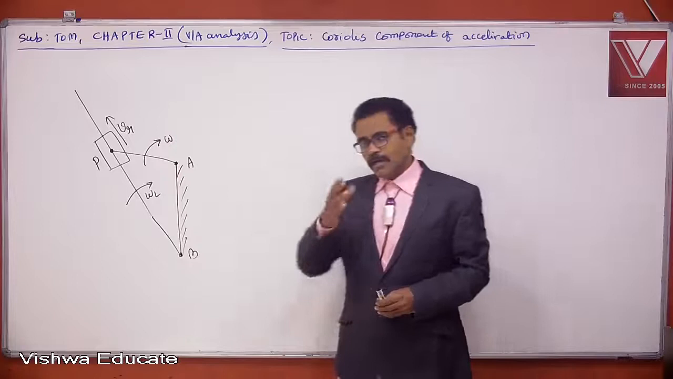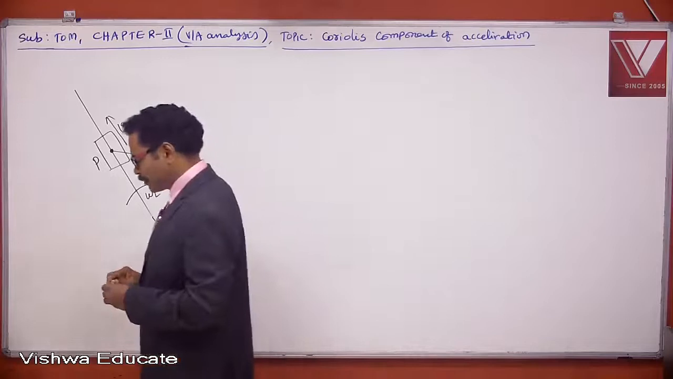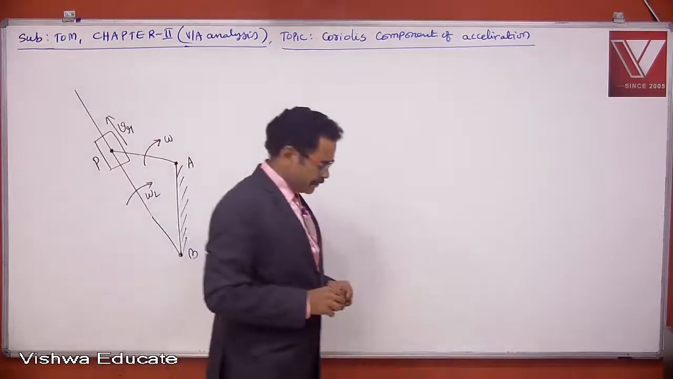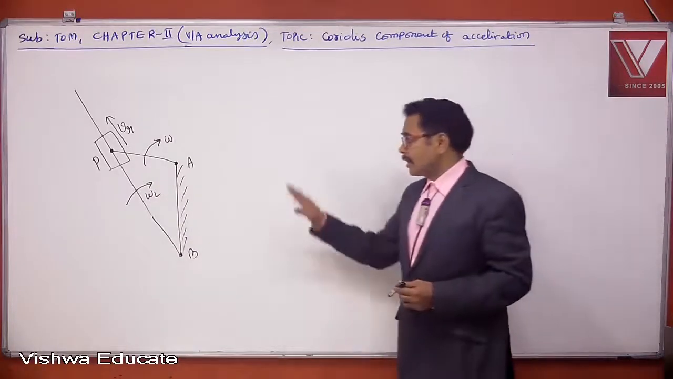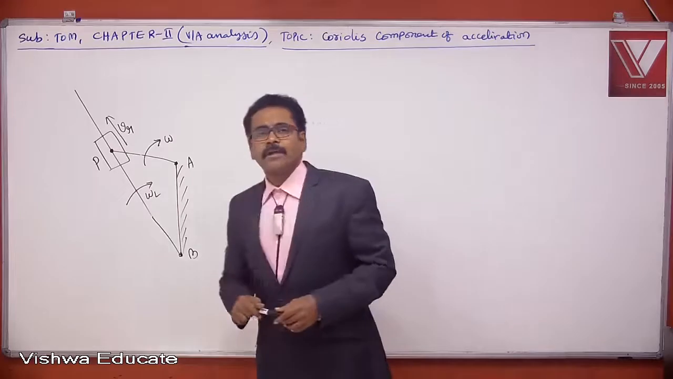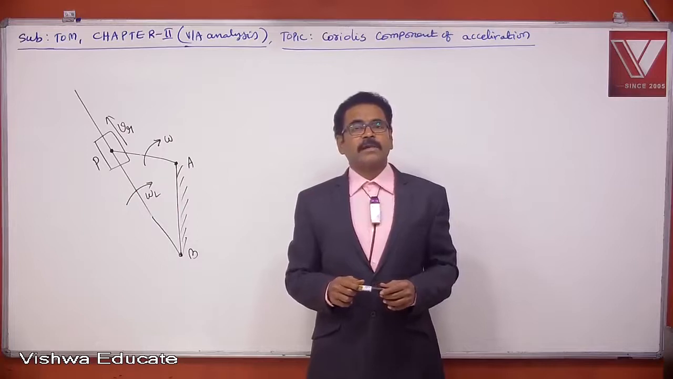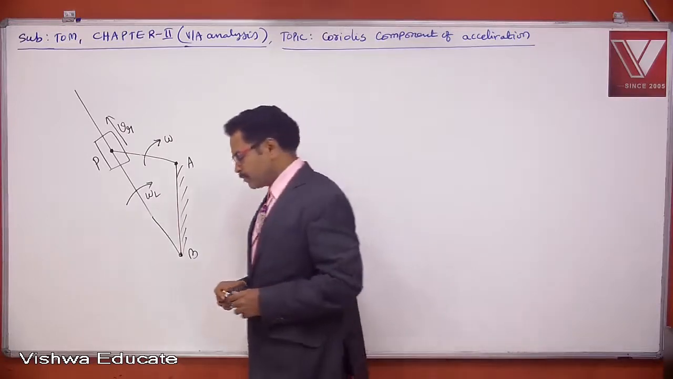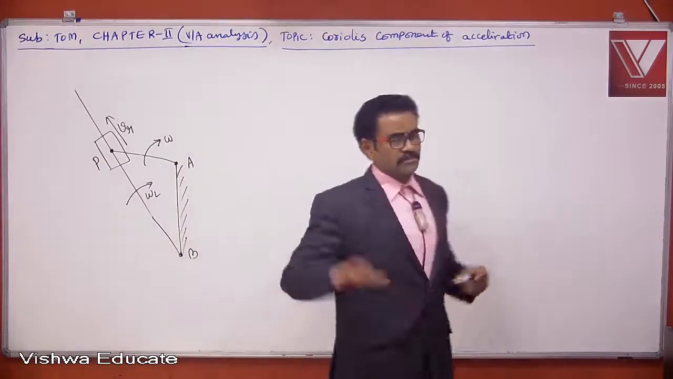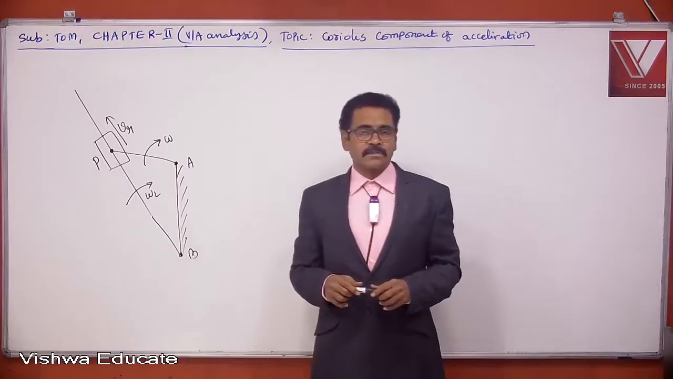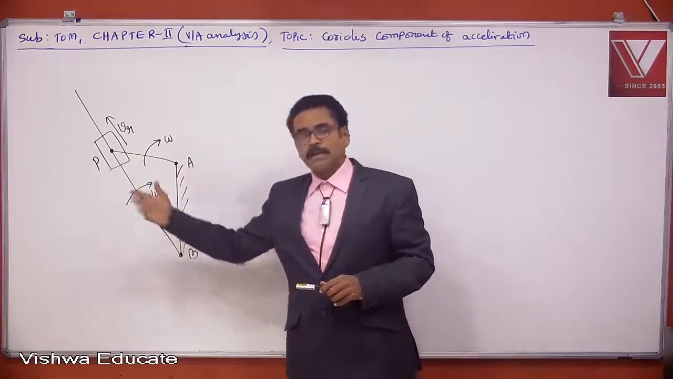So, write down one point. Coriolis component of acceleration is present in crank and slotted lever mechanism and Whitworth mechanism. In these two mechanisms, Coriolis component of acceleration is present. How to find Coriolis component of acceleration, we are going to see in later part of this session.